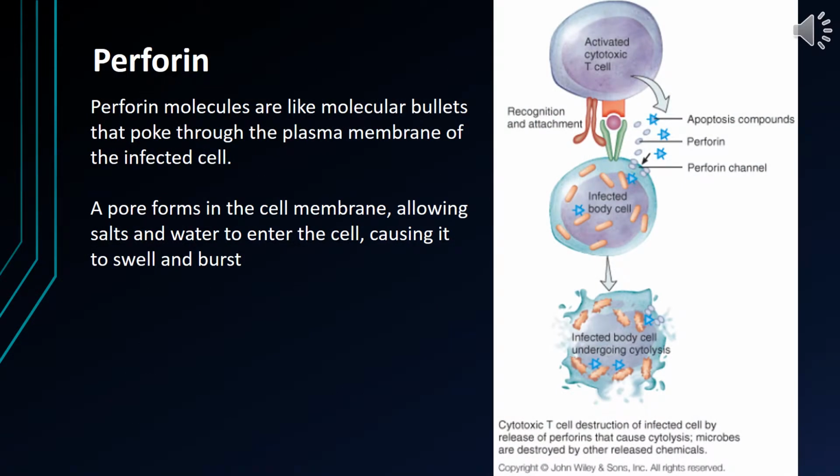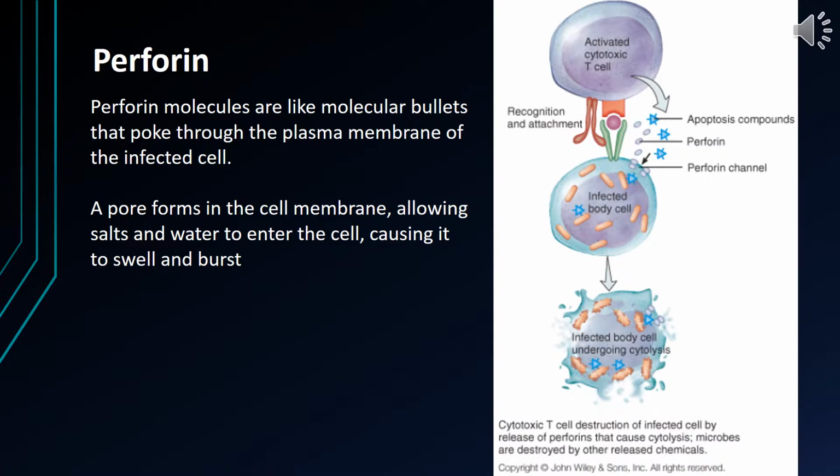Here's how porphyrins work. Porphyrin molecules are essentially molecular bullets which make holes in the plasma membrane of the infected cell. These holes then allow salts and water to enter that infected cell, which causes it to swell and burst and then die. So over here at your right, we have how this process works.